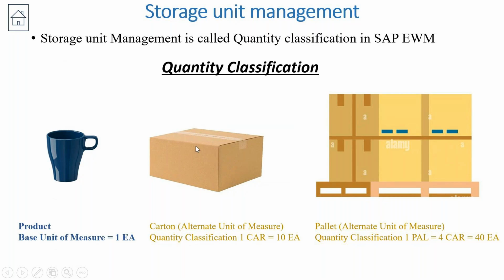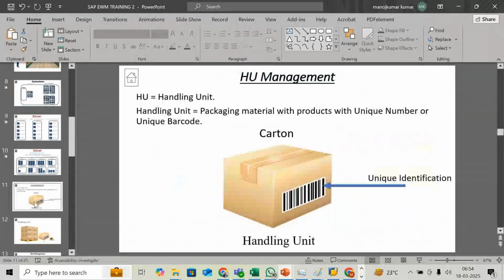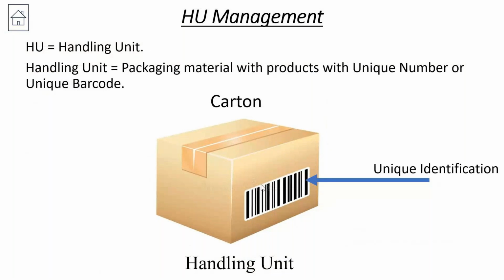Always, if you are picking one carton box, it means always 10 should be there. There is no question of keeping one more product extra or one more product less. But in case of handling unit management, you can keep one product extra, or we can keep some products fewer, so you cannot go with the exact number.